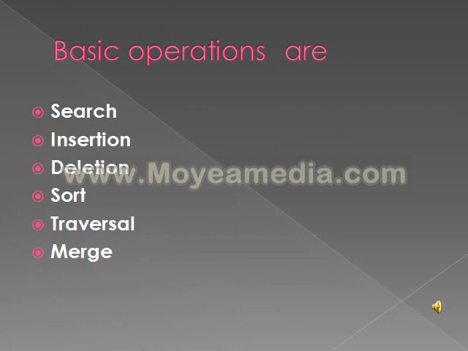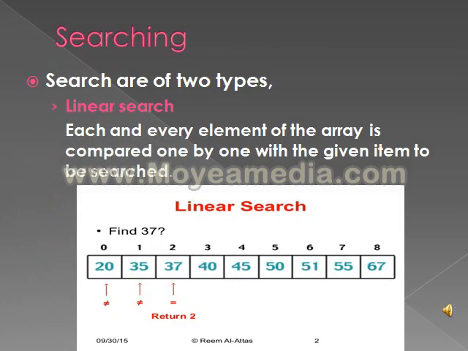Next we will see what operations can be performed in an array. There are many operations, we will see only a few here. The first one is searching, next insertion, deletion, sort, traversal and merge. So these are the basic operations that can be performed in an array. Next we will see the very first operation, searching.